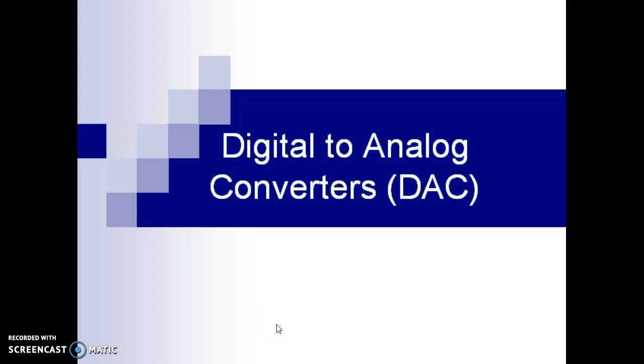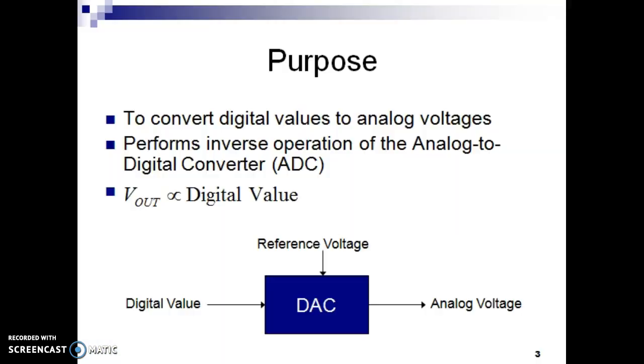So welcome back to the course on microprocessors. Our discussion is on digital to analog converters, DACs, and in the last class we discussed one type of digital to analog converter. The main purpose of a digital to analog converter is to convert digital values into the corresponding analog voltage, and that analog voltage V out is proportional to the digital value.